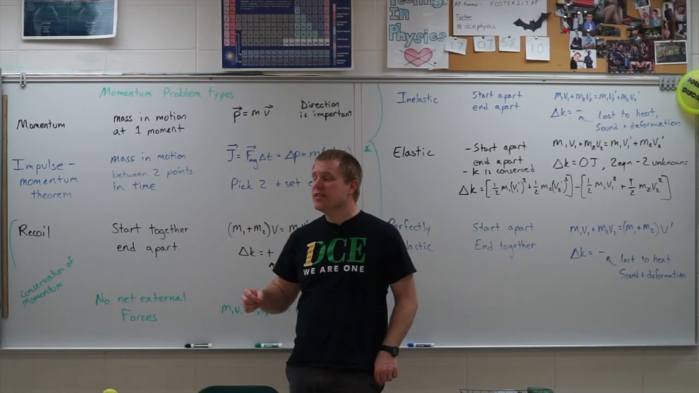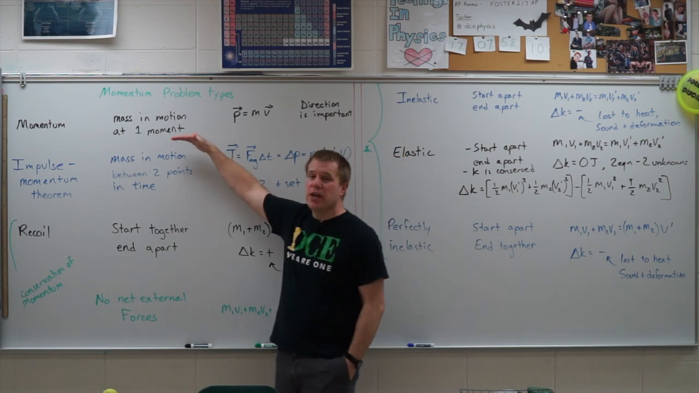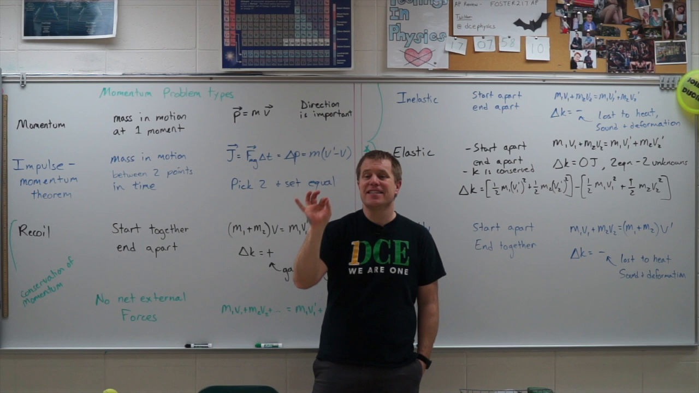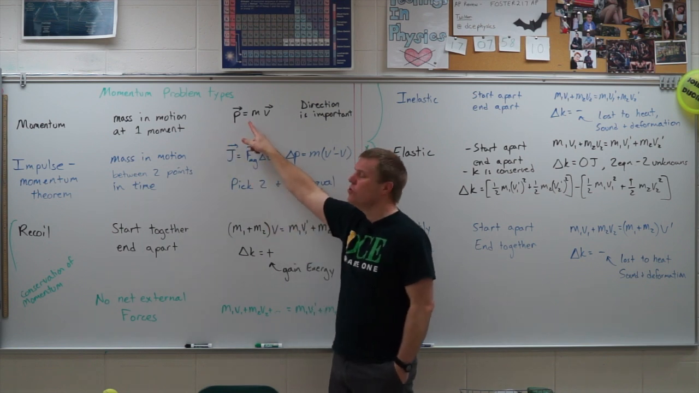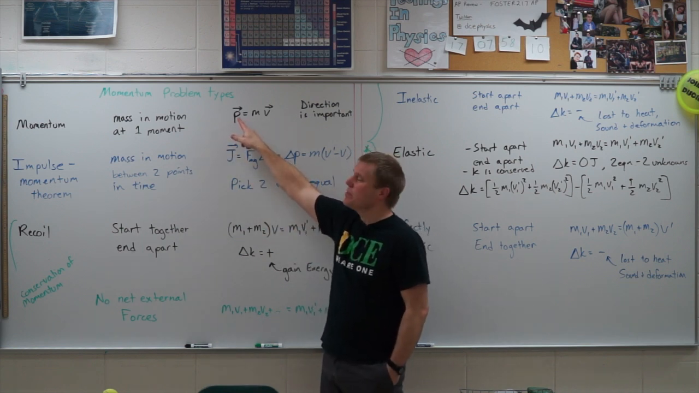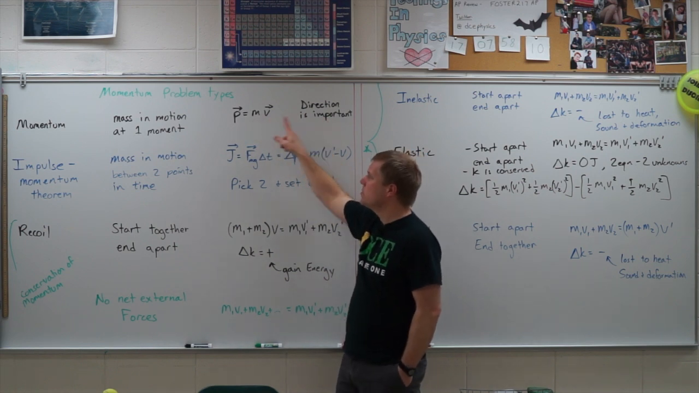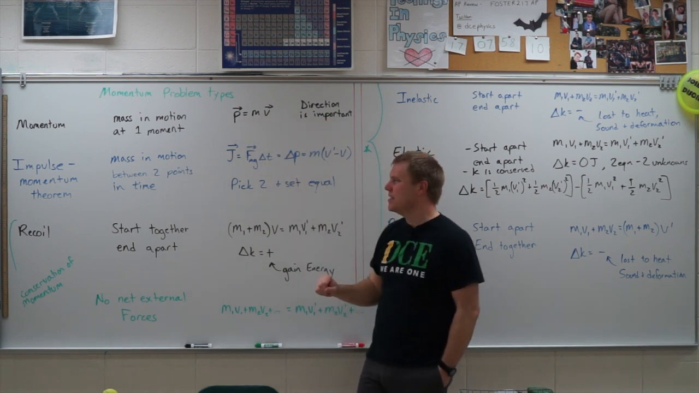All right, let's look at momentum problem types. So our first one is just plain old momentum. It's a momentum problem because I have a single mass in motion at a single moment in time. If that's true, I'm going to use the momentum equation, which says the momentum is equal to mass times velocity. And remember, direction is important, so the momentum's direction and the velocity's direction.